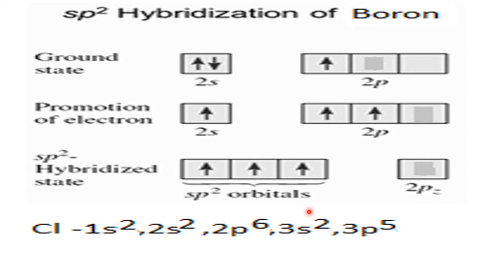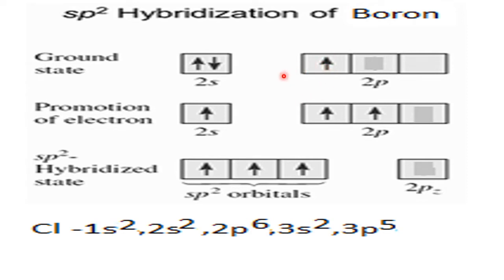Boron, atomic number 5, configuration 1s2, 2s2, 2p1. Here I have written the outermost 2s2, 2p1. Now there is only one electron in the 2p orbital, so this alone will not undergo hybridization. Therefore, we want something extra to be done for the boron.